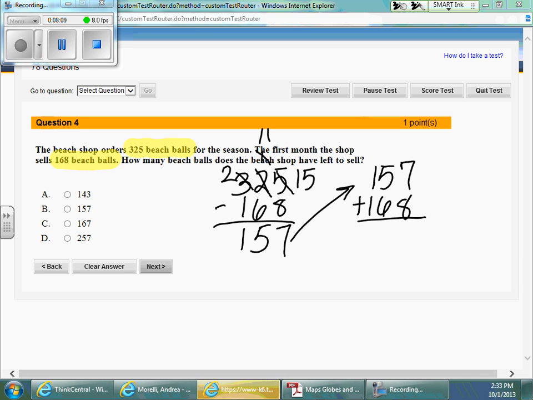So let's see. 7 plus 8 is 15. 1 plus 5 is 6. 6 plus 6 is 12. That's a doubles fact. 1 plus 1 plus 1 is 3. 325. So we are correct.